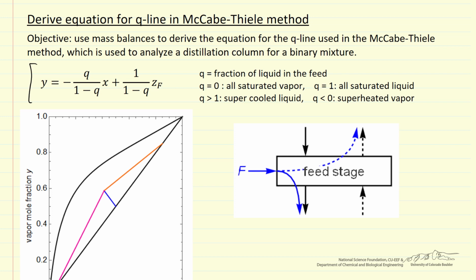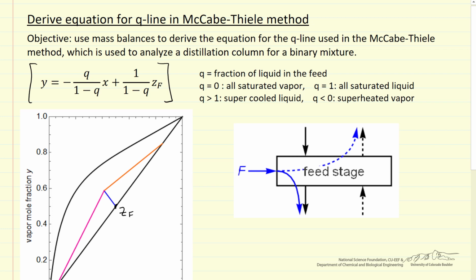So if Q equals 0, we have saturated vapor, meaning we're right at the dew point. And if Q is 1, it's saturated liquid, right at the bubble point. And then Q between 0 and 1 means we have a mixture. So what we want to do in this screencast is explain where this equation comes from. The other term in the equation is ZF, the mole fraction of the feed.